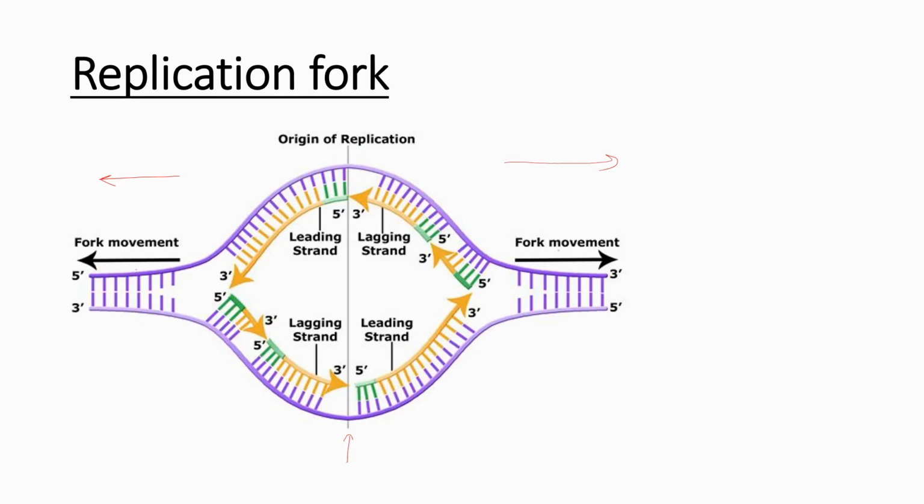Now let's look at one half. Let's look at the right side of the origin of replication to make it easier. The template DNA is shown in purple, the one at the bottom. Let's have a look at this one first. Owing to the antiparallel nature of double-stranded DNA, the newly synthesized DNA, which is shown here in yellow, is being synthesized 5' to 3' in the direction of the arrow, like this.